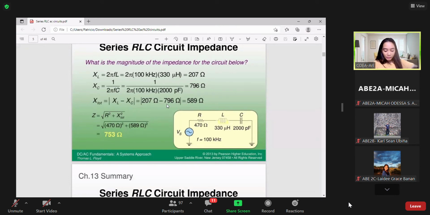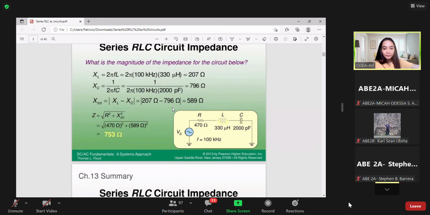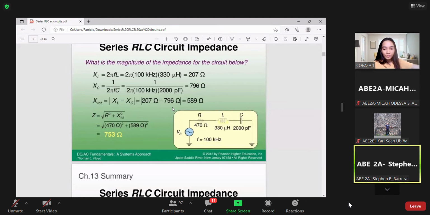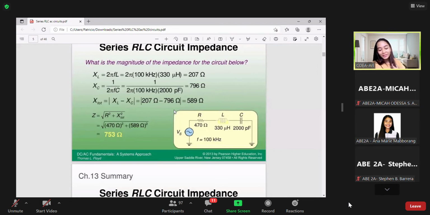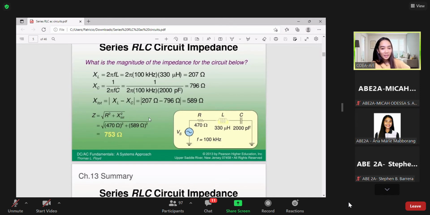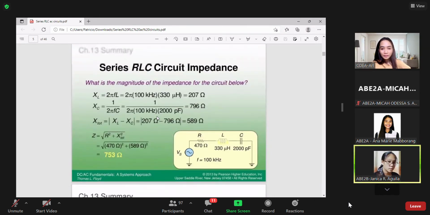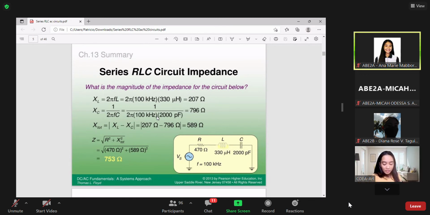What is the answer? 753.53898, ma'am. Angle? Still solving, ma'am. 51.41, ma'am. 51 point? 41144035, ma'am. Is it positive or negative? Negative. So, we can actually check that part. We have arctan of 207 minus 796.